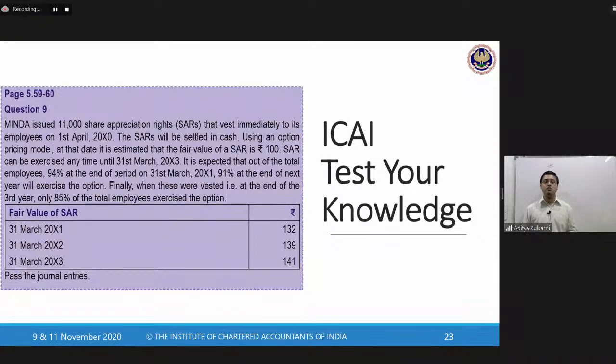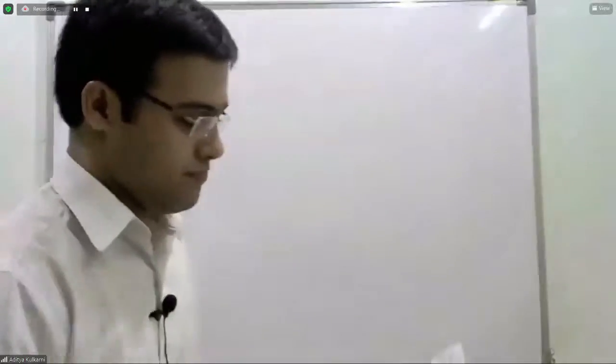So fair value of SAR is given to you. X1, X2, X3, it is 132, 139 and 141. So therefore, you are required to pass the journal entries. All right. So now let us do this problem. This should not take much time. You should be able to do it quickly. All right. Now, I'll stop the sharing. Okay.